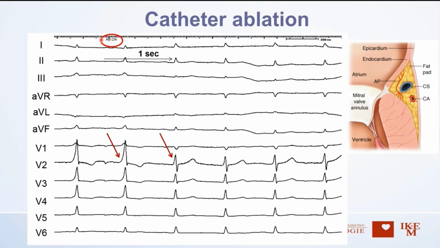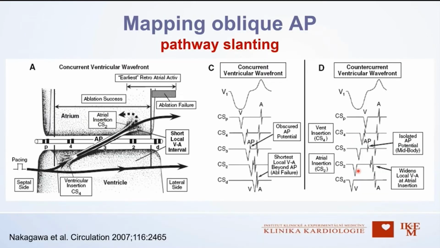So you start the ablation, and within 1 second or a few seconds, you have immediate disappearance of the pre-excitation. It means that you were exactly at the site of the accessory pathway, and you were able to really limit the conduction through the pathway. And if you have a later or delayed effect of the ablation, usually the pathway will come back.